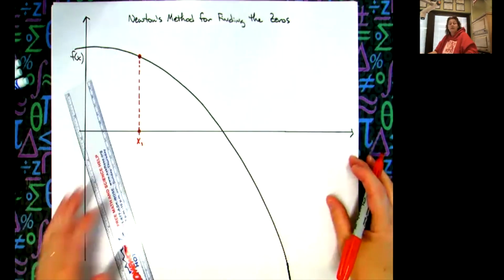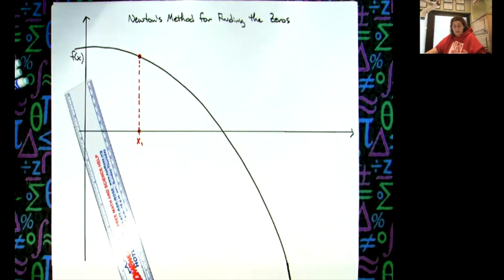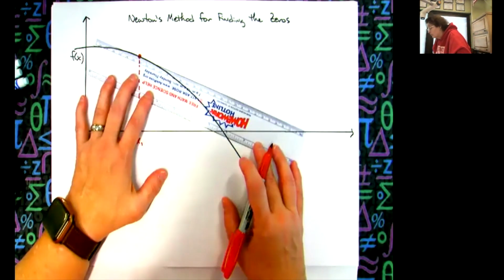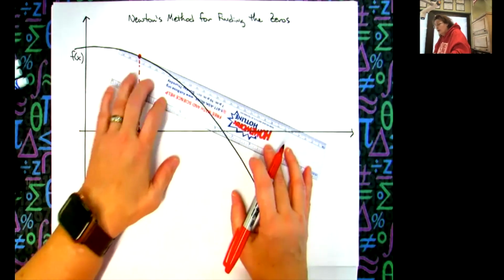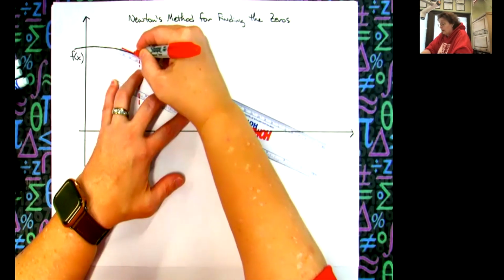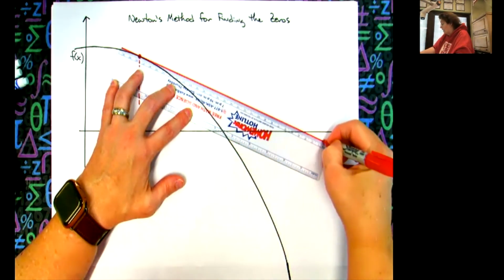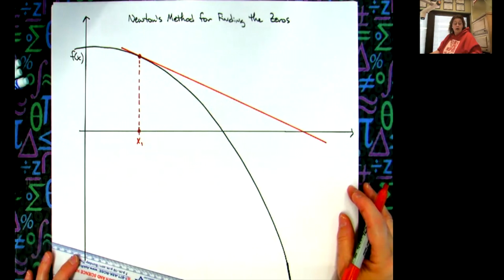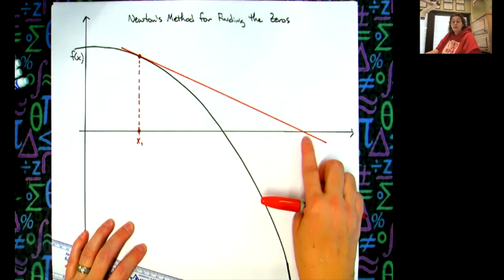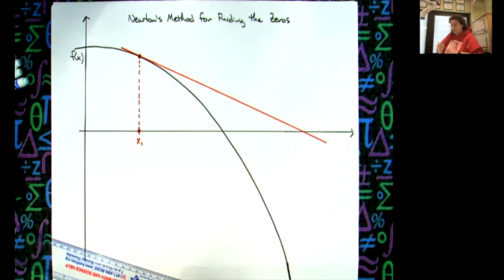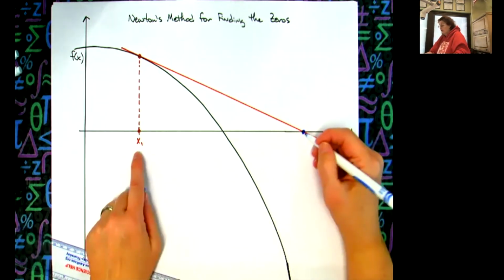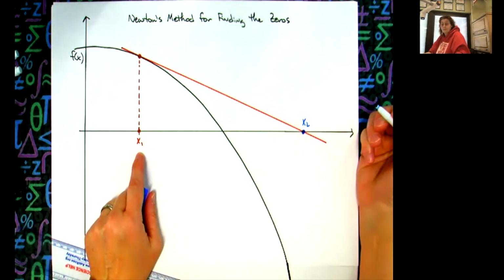Now at this point, they knew about a tangent line. So they could geometrically draw a tangent line. Let's see how accurately I can get this here. So after they did that, they drew a tangent line. Now that tangent line, if they draw it long enough, is going to cross the x-axis. At this point, they called this x(2).